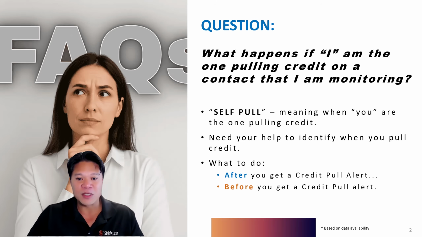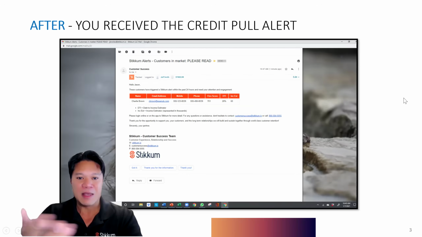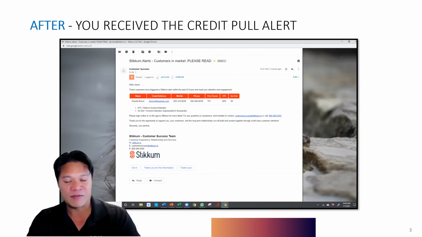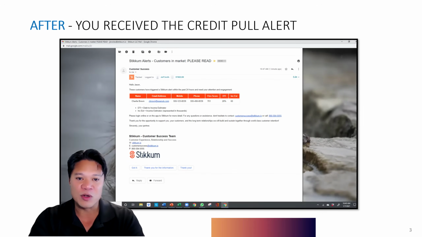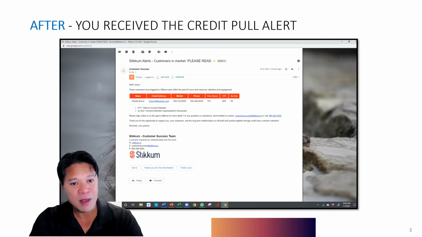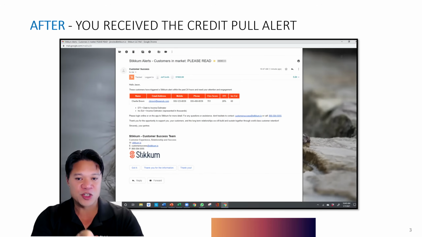So first and foremost, if I've gotten the alert already, very simple, right? Maybe I received this alert right here in the email itself. This is what you want to do. If any of these alerts received from a credit pull perspective are yours, you can simply reply back to this email. And it'll go right to our customer success team, saying, hey team, this was me. This was my self pull. No questions asked. They're going to adjust this alert for you.